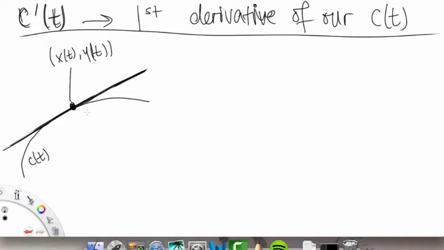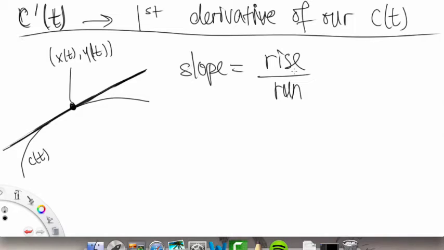Okay, and to find this slope, in general, slope is your rise over your run, right? We all learned this in Algebra 2 at least. And so what this is going to be is our change in y. How much has y changed? So here's our y prime of t, which you can also write as dy dt. So how much has y changed with respect to time.